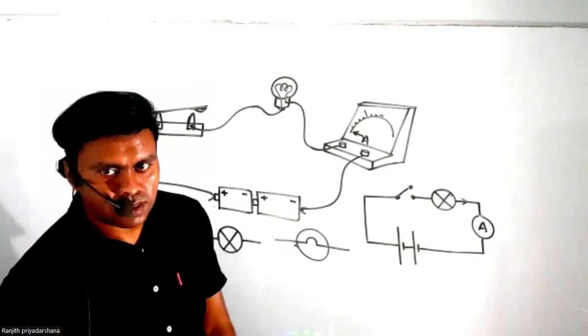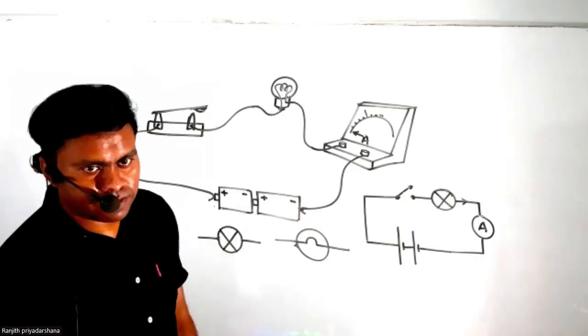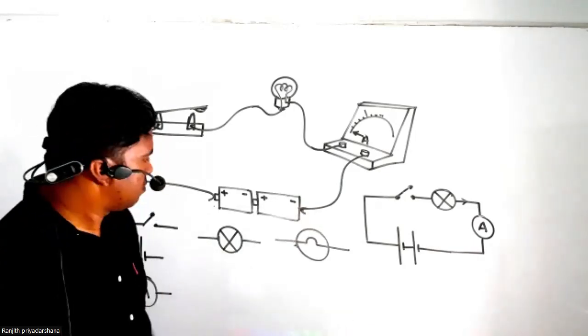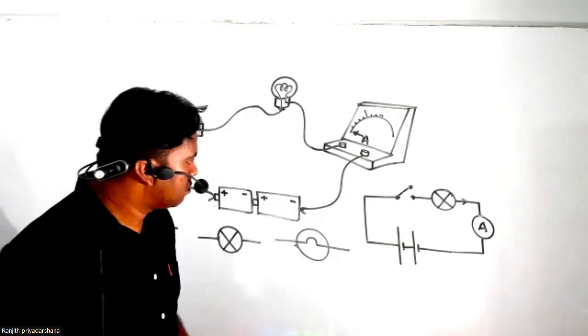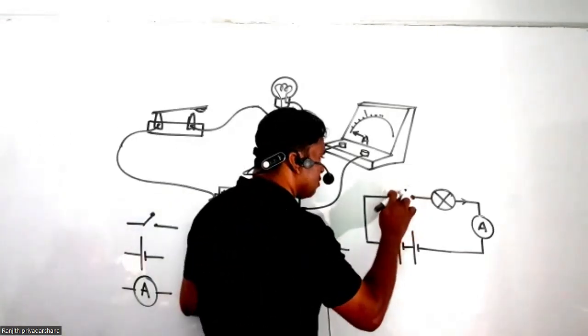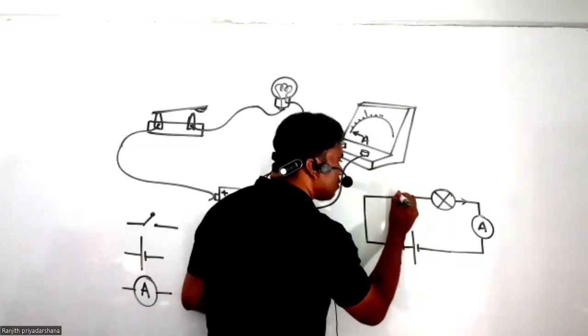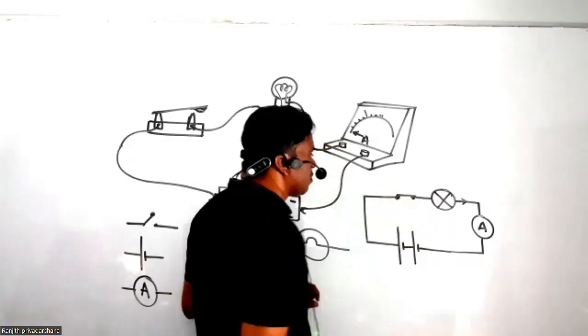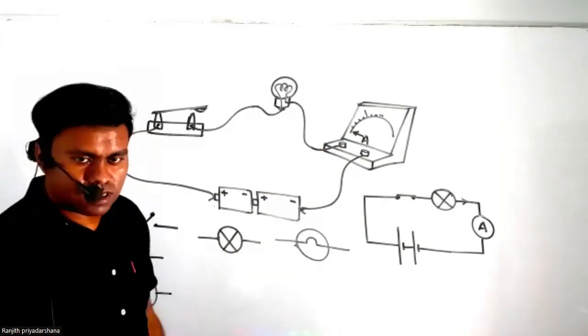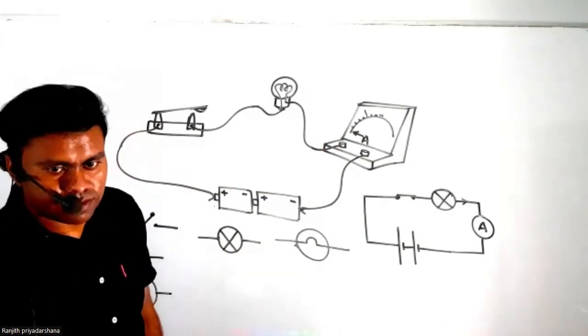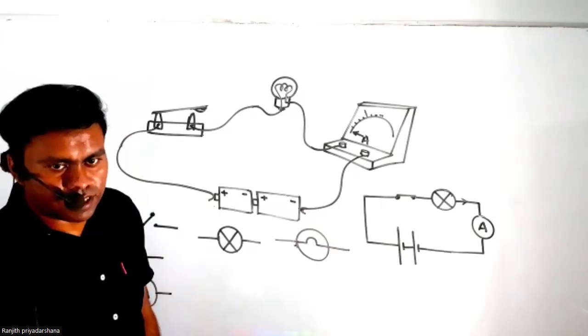Excuse me, sir. Yes, tell me. Sir, could you please show how to draw a closed circuit symbol diagram? Right? So you have to draw it like this. Closed circuit. Thank you, sir. Okay.